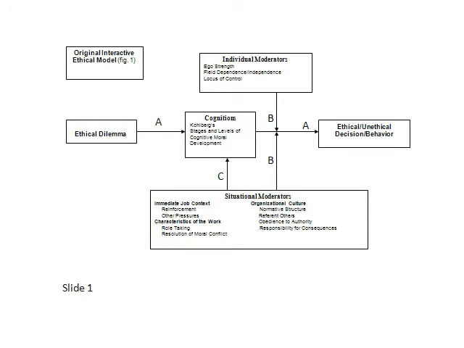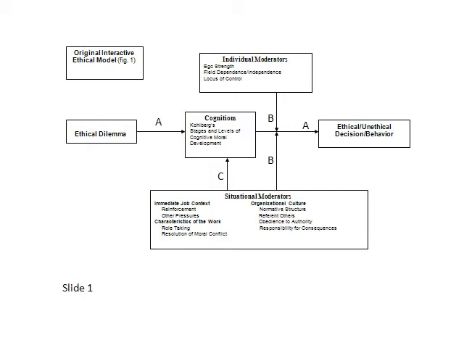Slide 1 describes the original interactive ethical model, starting with the ethical dilemma at the far left, which, if you follow the arrow A, first stops at what the model calls cognitions. Keep following the arrow and you finally end up at the ethical/unethical decision behavior on the far right. The cognitions in this model are understood to be Kohlberg's stages and levels of cognitive moral development, which we'll cover in some detail later. Individual moderators in the box at the very top of the page include ego strength, field dependence and independence, and locus of control.